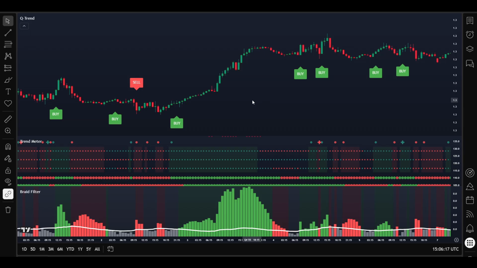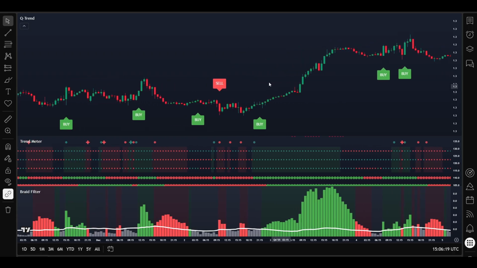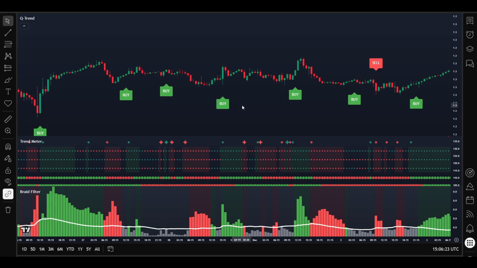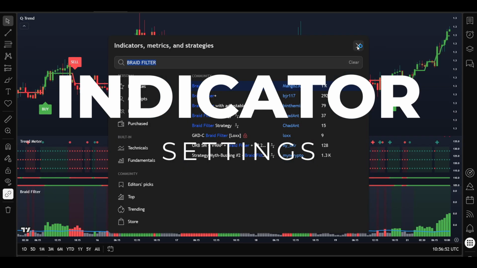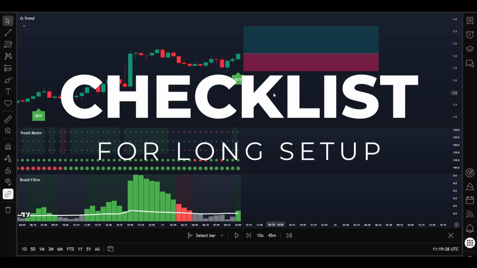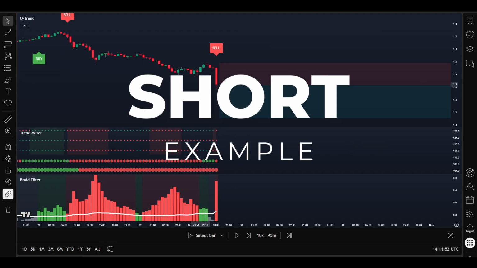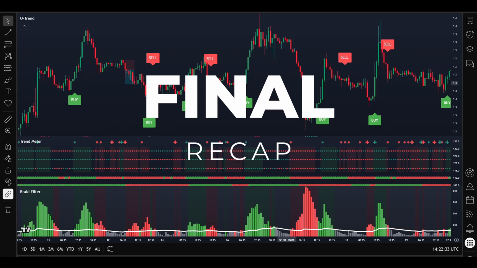I am demonstrating on a standard chart and a 1-hour time frame, but these rules work on any liquid market and any time frame. Risk to reward is fixed at 1 to 1.5, so results are easy to compare. I will add the tools, lock the settings, run the long checklist with a live style example, then the short checklist with an example, and finish with a fast recap you can copy step by step.